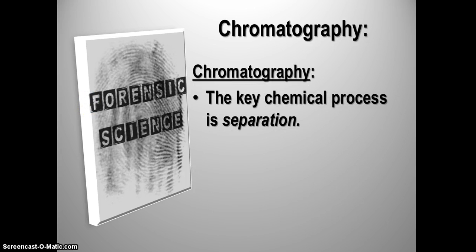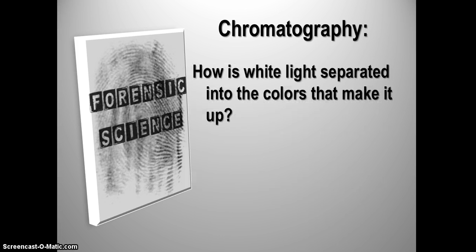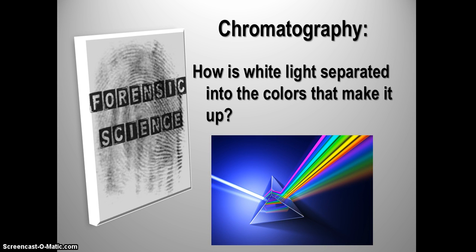The key chemical process in chromatography is separation, so in your notes you'll want to underline that word, because that's what chromatography allows us to do. It takes a chemical compound and separates it into its parts so we can identify that compound. How is white light, for example, separated into the colors that make it up? What is the device that allows us to do that? Light shines through it, and it breaks it down into the rainbow of colors. Do you know what that is? Yes, it's the prism. You're awesome.